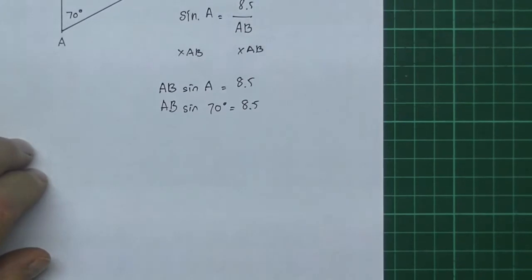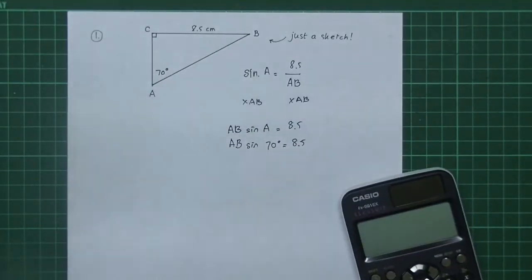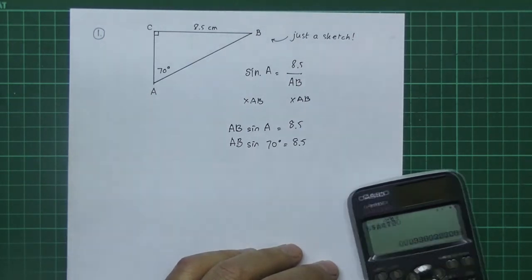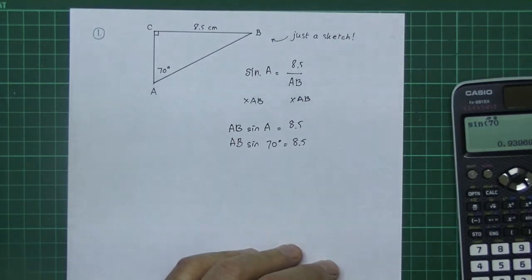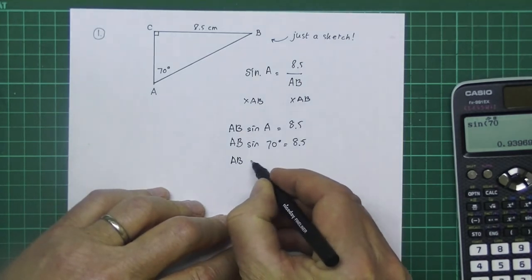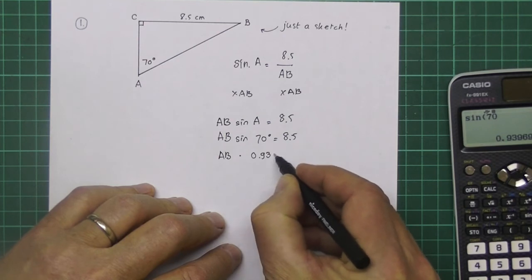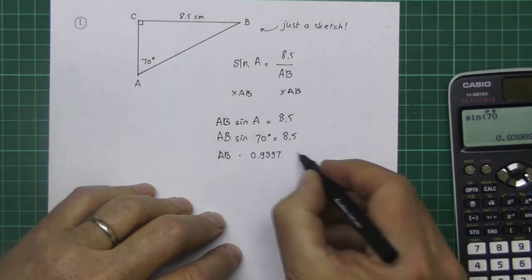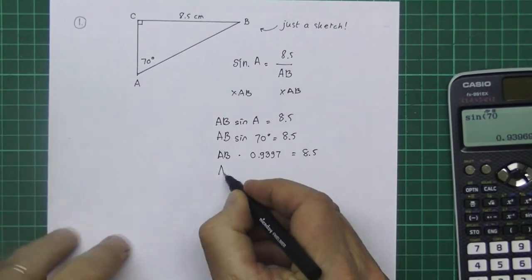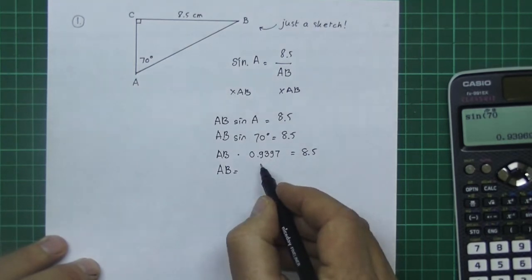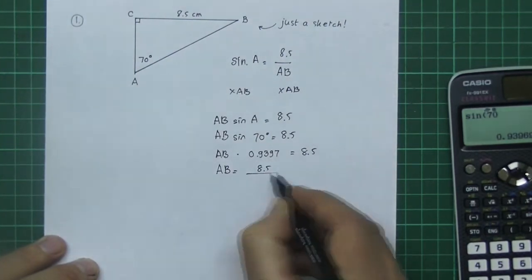All right, so the sine of 70 degrees, I can get that from my calculator, and the sine of 70 equals 0.93969, so that's a long story. We can abbreviate it to about 4 or 5 decimal places. So we get AB times 0.9397 equals 8.5. So that means that AB will be, divide both sides by 0.9397, is 8.5 divided by 0.9397.